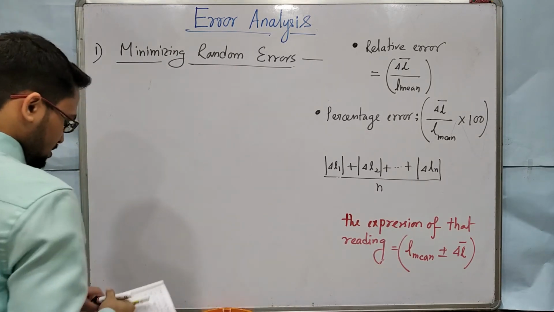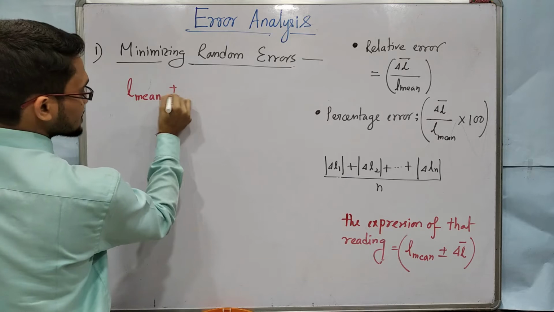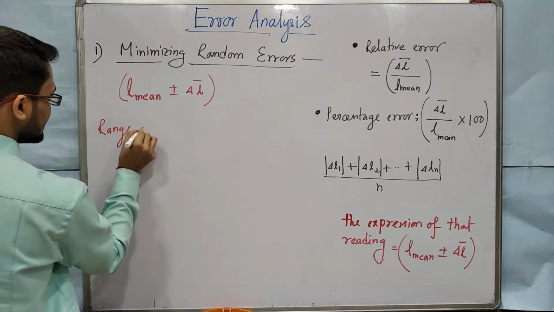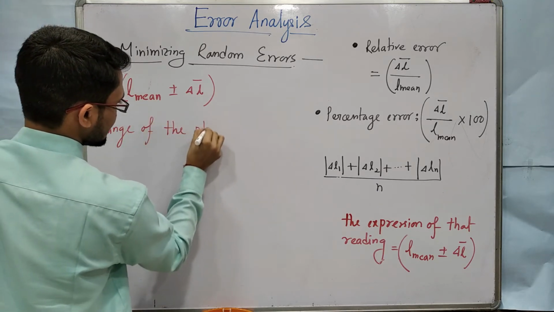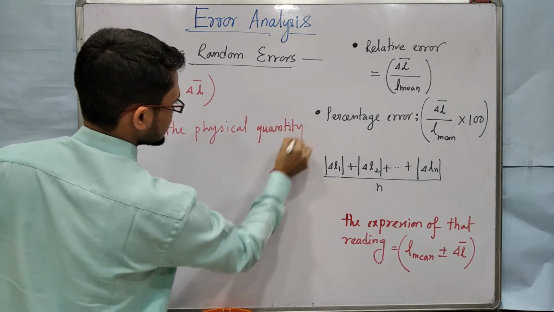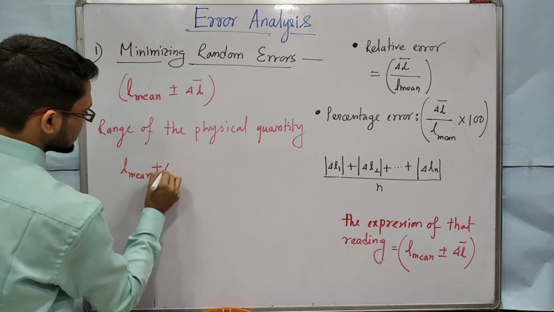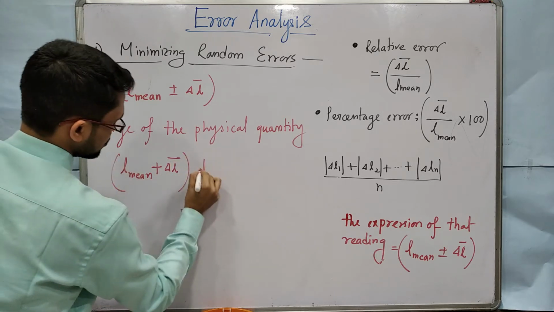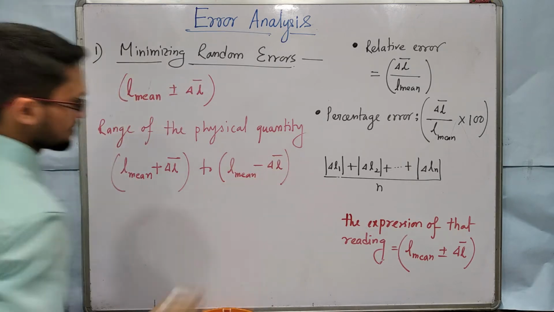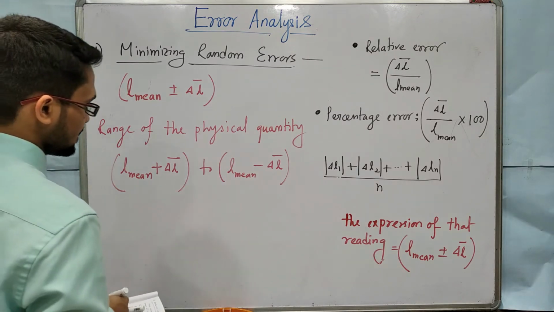So that thing, L mean plus minus delta L bar. Okay, then the range of the physical quantity. Range of the physical quantity will be what? That is L mean plus delta L average to L mean minus delta L average. Okay, so this is the range. So I am giving one example, a small example, then you will understand.